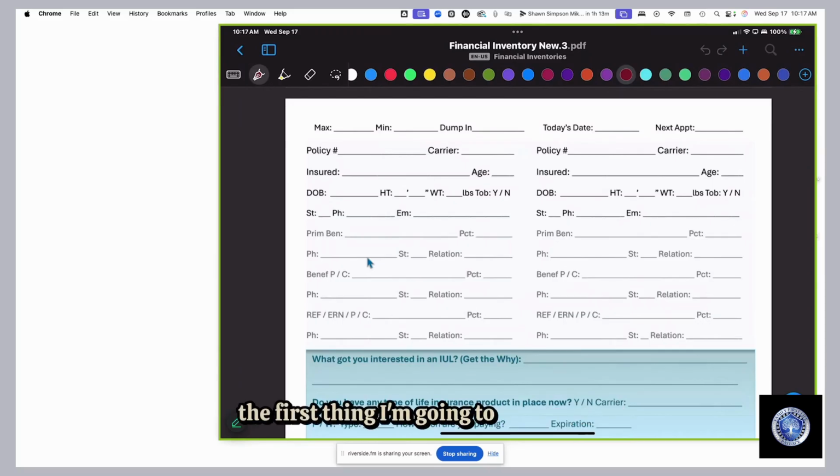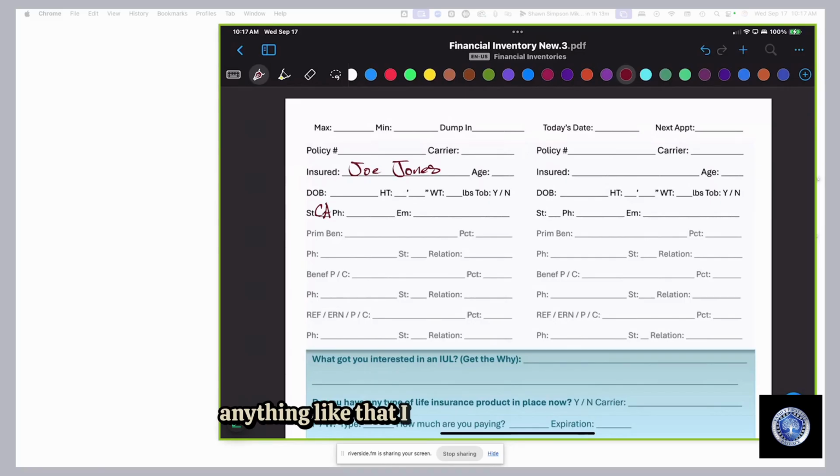The first thing I'm going to do, before I even ask the question and I get the lead, is write down their name, Joe Jones. And then I'm going to write down the state that they're in, California. And if I know a phone number, anything like that, I may write that down right here. And then their email, Joe Jones at Gmail.